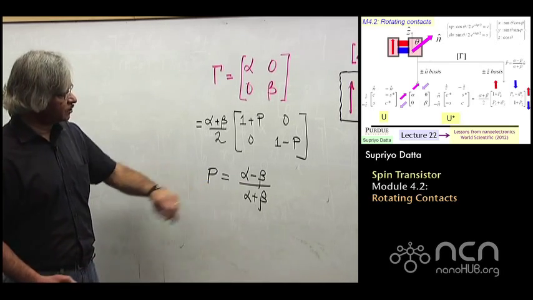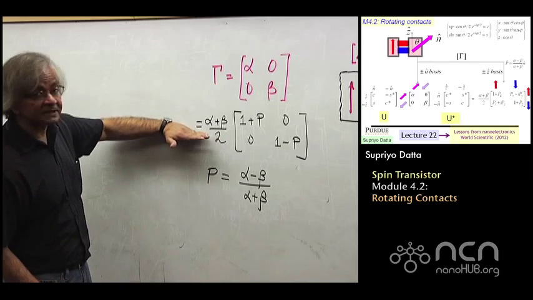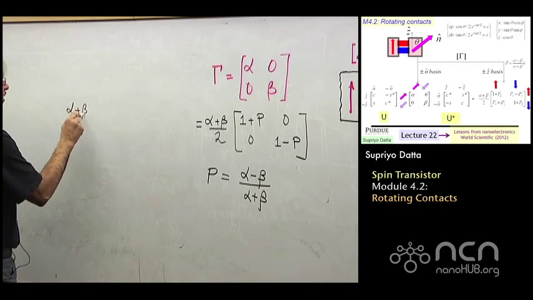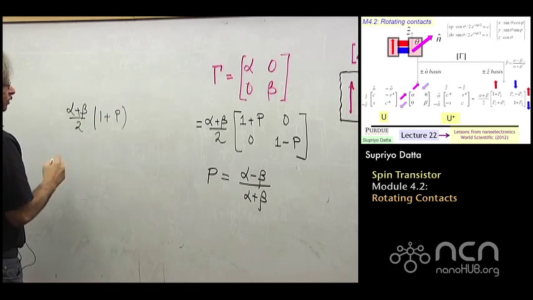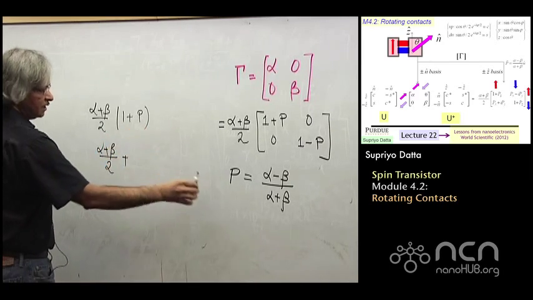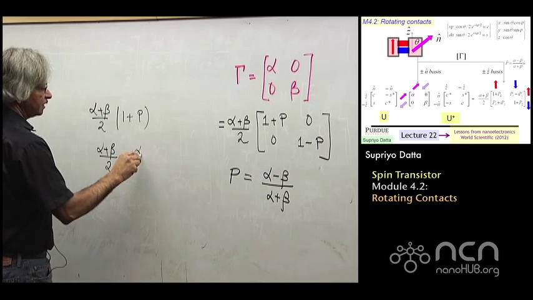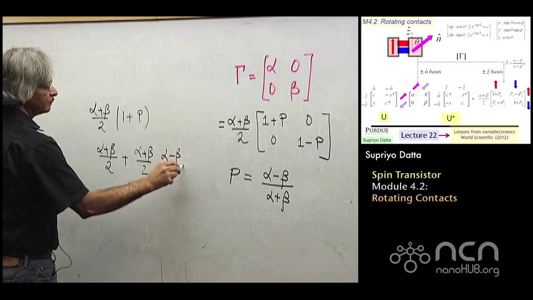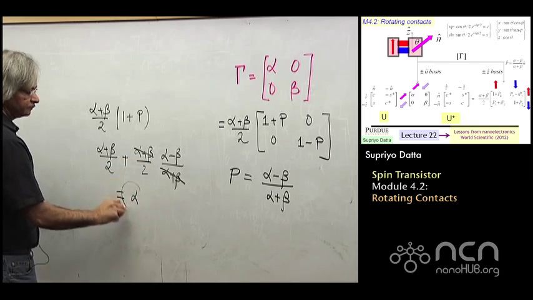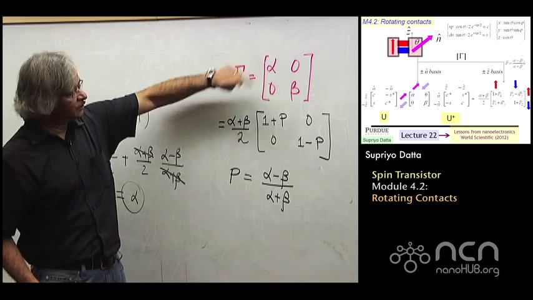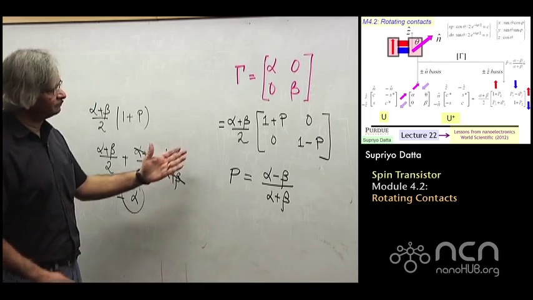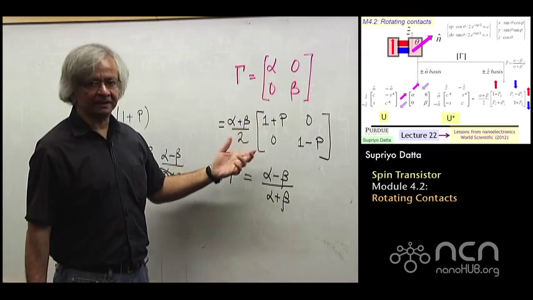So now if you define it this way, you can see why this line is really the same as that line. Because if you multiply alpha plus beta over 2 times 1 plus p, the first term is alpha plus beta over 2, and the second term is this p, which is alpha minus beta divided by alpha plus beta. So let me just write that here. And when I add those two, what I get is alpha. So that's exactly what we had here. We have just taken alpha and written it in this way. See? So this is the result from the last module, just written in a slightly different way.